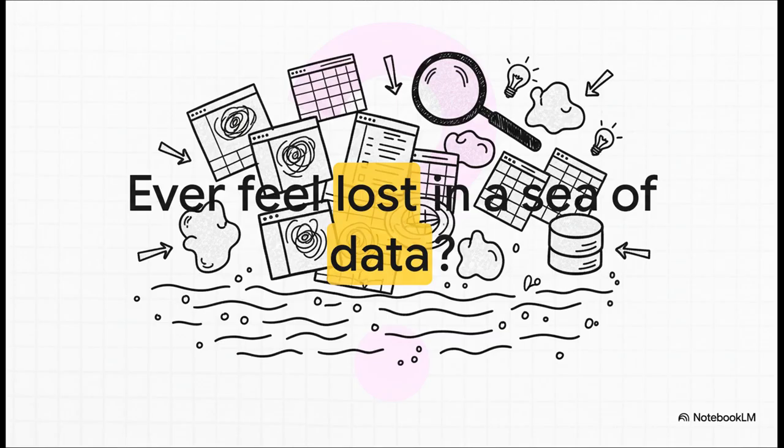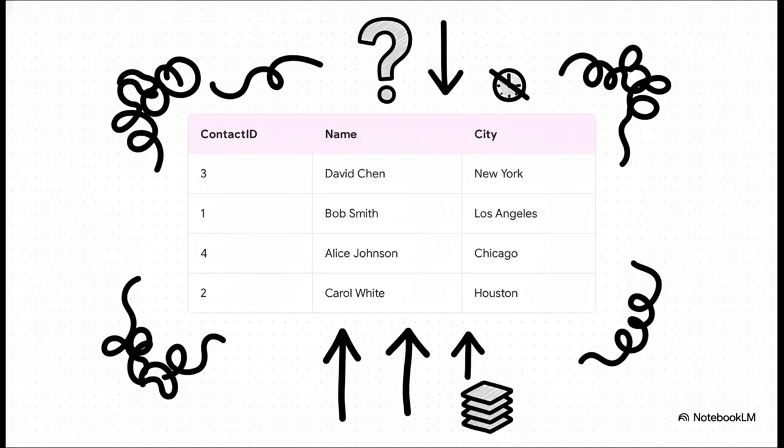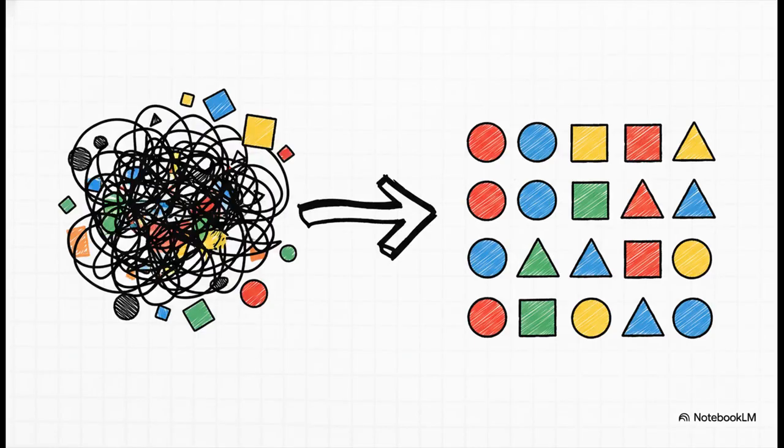It's pretty overwhelming. I mean, just look at this. It's a simple contact list, but it's a complete jumble. If you wanted to find, say, David Chen, you'd literally have to read every single line. It's slow, it's frustrating, and it's just a headache. But what if I told you that with just one simple command, we can fix all of this? We can take that chaotic mess and make it perfectly, beautifully clear. And that's exactly what we're about to do.